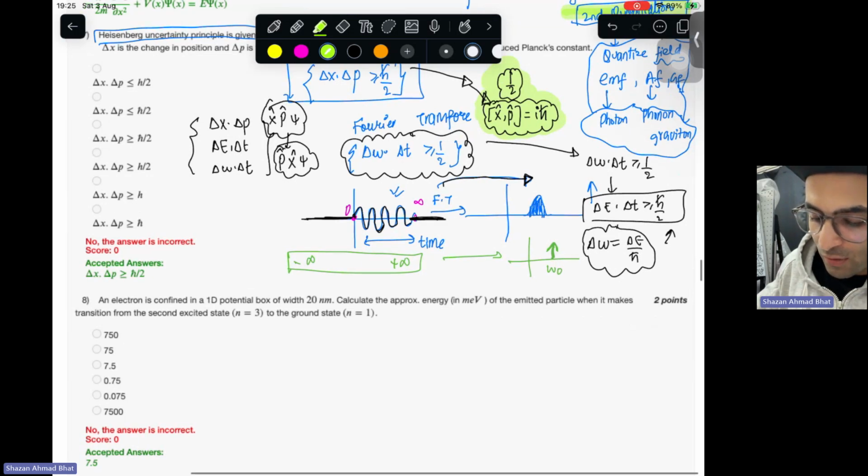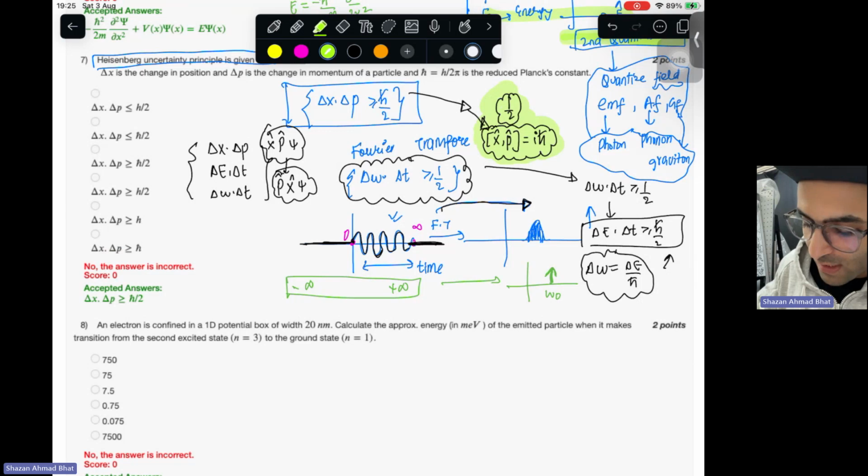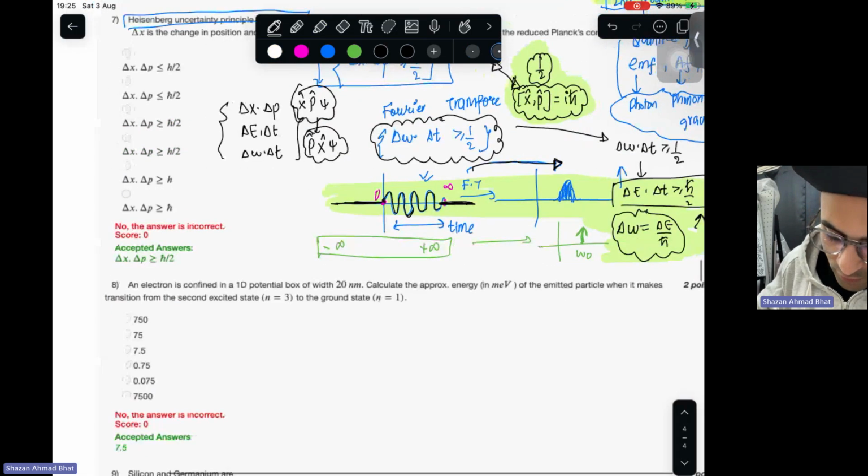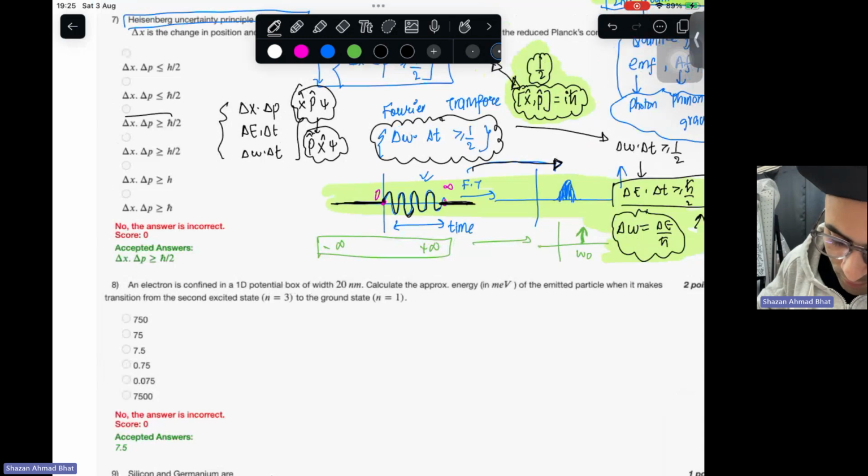But you don't need to think about that again. You can just relate using the simple Fourier transform, Fourier spectrum, from the mathematics. You can relate it with the Heisenberg's uncertainty principle. So the answer of this question is delta x delta p is greater than or equal to h bar by 2 pi, h bar by 2, sorry.